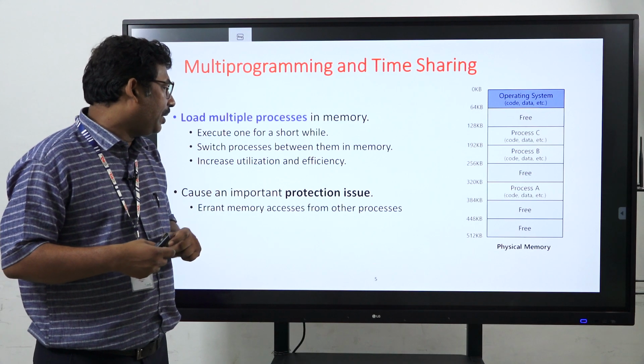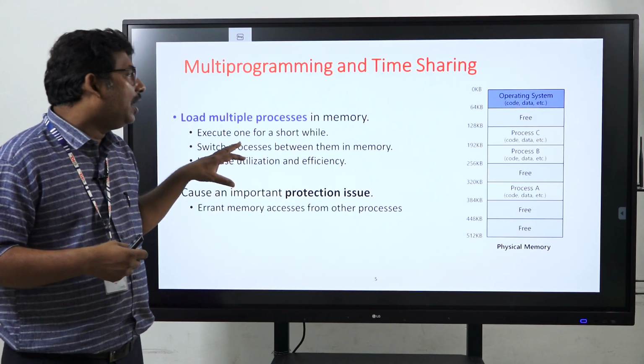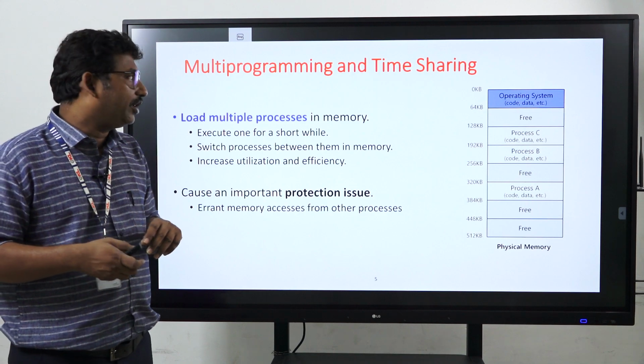Then comes the cause of the protection issue: erroneous memory access from other processes. So we will also see the protection issue.